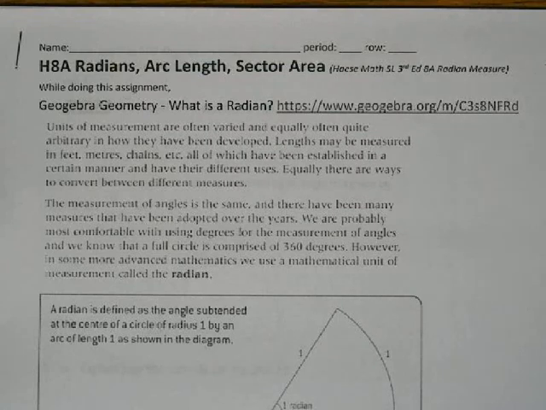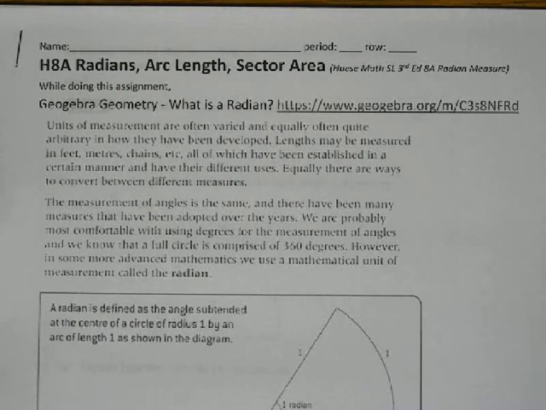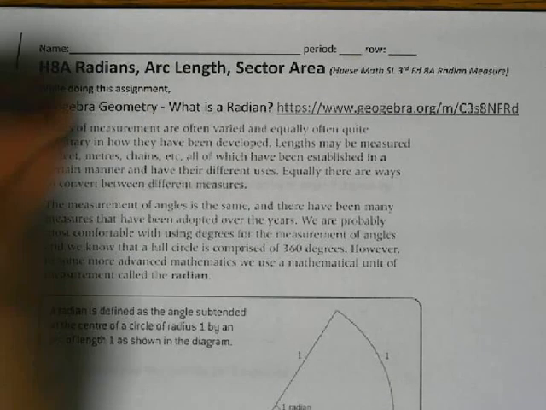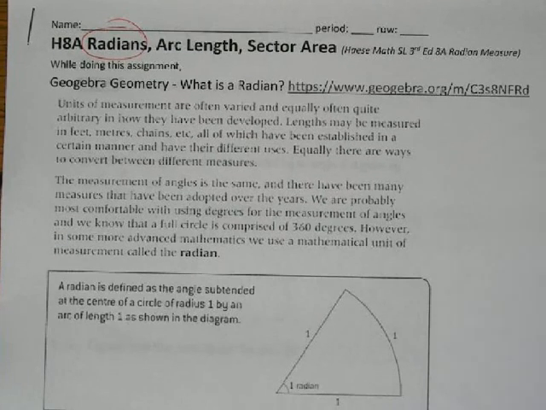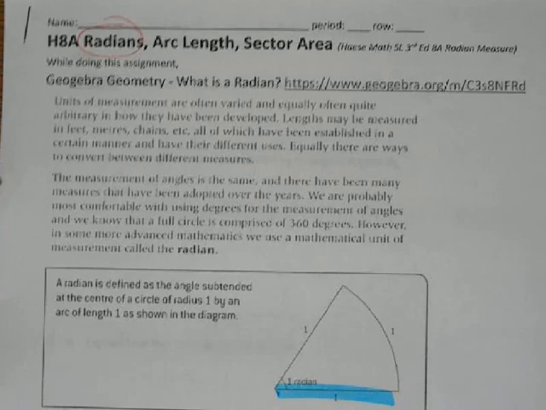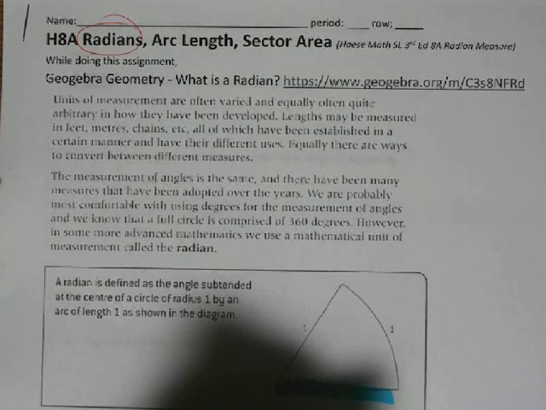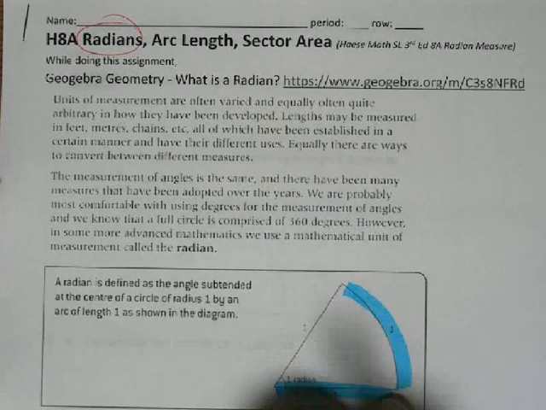Okay, we're going to talk about radians, arc length, and sector area. In order to get started, we need to talk about what a radian is in the first place. A radian, by definition, is whenever you have the radius of a circle the same length as the arc of a sector of a circle.